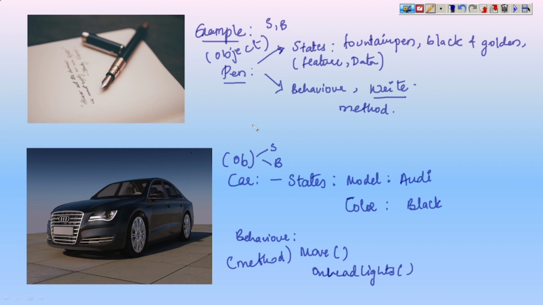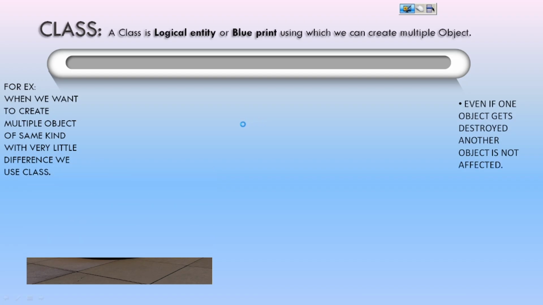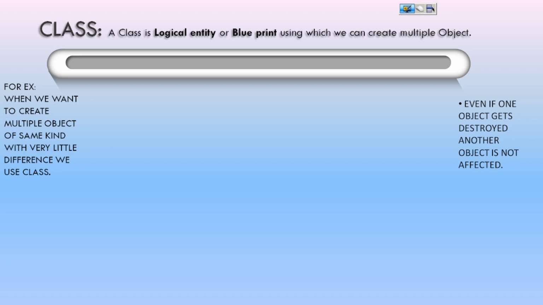We are going to study what a class is. Class is a logical entity or a blueprint using which we can create multiple objects. For example, when we want to create multiple objects of the same kind with very little difference between them, we have to go with the class. And no object can be created without a class. That is, we cannot create any object without a class. Hence, step 1 is to create the class, and then we create the object.